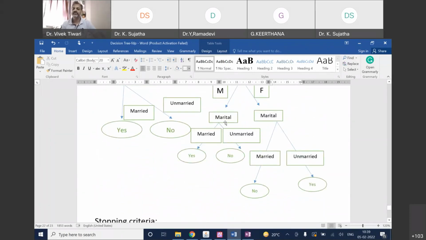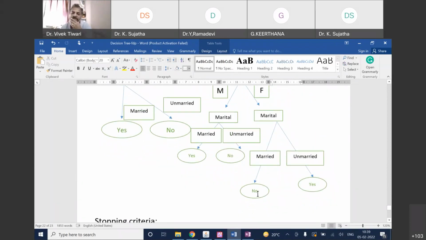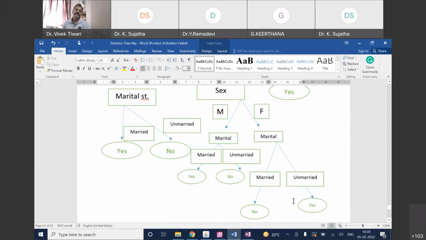So that's why the conclusion we have made. A male, if they are married, they invest. If they are not married, they don't invest. Similarly, for female, married never invest, and if marital status is unmarried, they go for the investment. So this is the complete tree we have demonstrated.